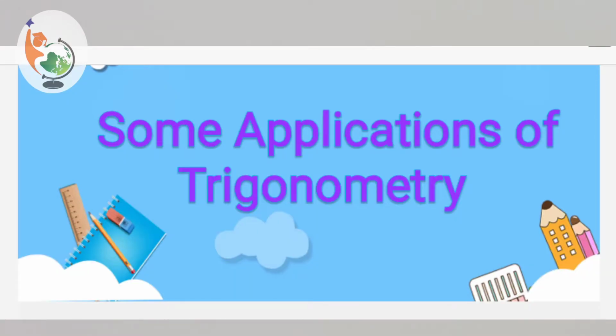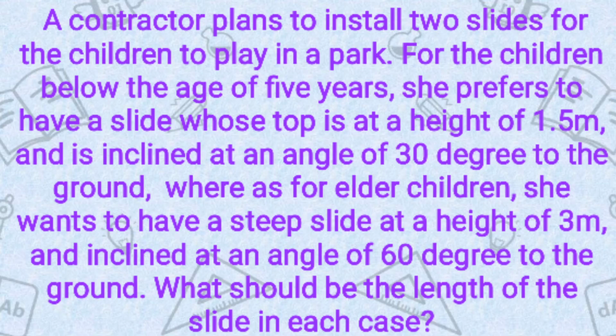Today we are discussing the 9th chapter of CBSE Standard 10, that is Some Applications of Trigonometry. Now we will discuss the third question of exercise 9.1, that is: a contractor plans to install 2 slides for the children to play in a park.